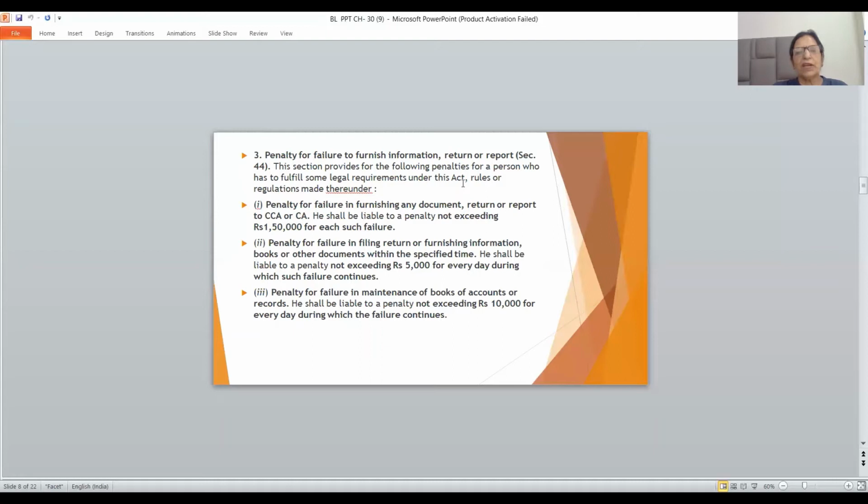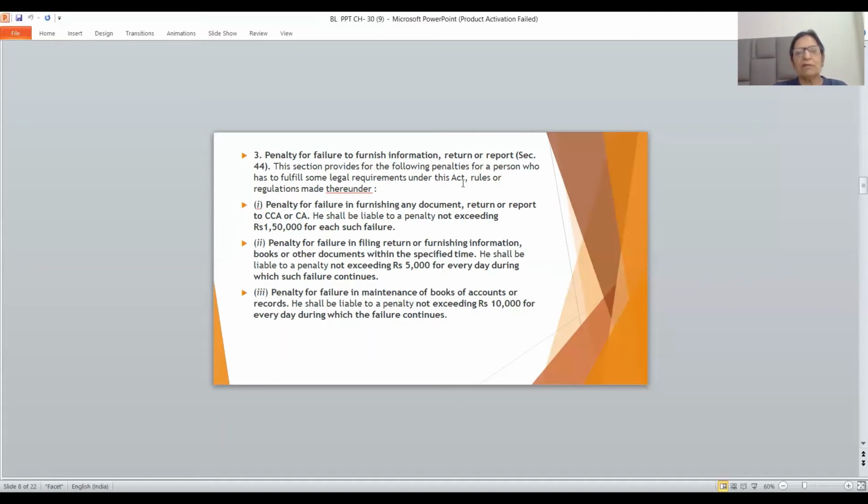Second is penalty for failure in filing return or furnishing information. If the return has not been filed, or some important information has not been furnished to the concerned authorities within the specified time, he shall be liable to a penalty not exceeding ₹5,000 for every day during which such default continues. So if he delays for 1 day, it means ₹5,000. If he delays for 2 days, it means ₹5,000 for each day, so the total penalty will be ₹10,000.